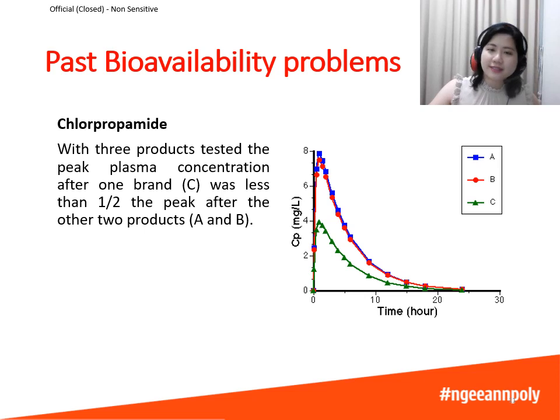There are a number of examples of drug products which have exhibited bioavailability problems in the past. These examples are all pre-1976. You don't really hear of such problems nowadays, and this is an indication that more attention is now being given to bioavailability studies. Chlorpropamide is an anti-diabetic drug. Here we see that when 3 products were tested, the peak plasma concentration for brand C was only half of the peak of the 2 other products A and B.